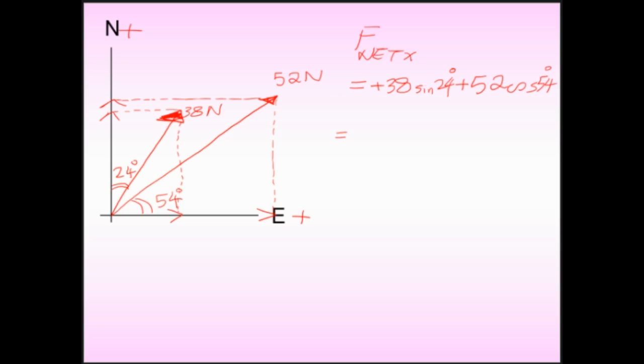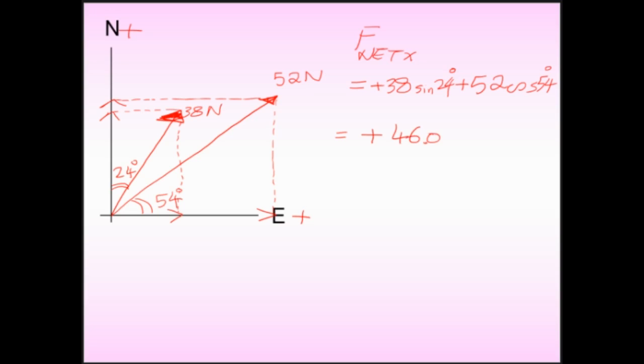Equals. Can someone do the whole thing in one shot and tell me the answer? It should be positive, obviously, because everything is still pointing positive. So positive. Make sure your calculator is on degrees. 46.1? How many people got 46? 46.0. All right.